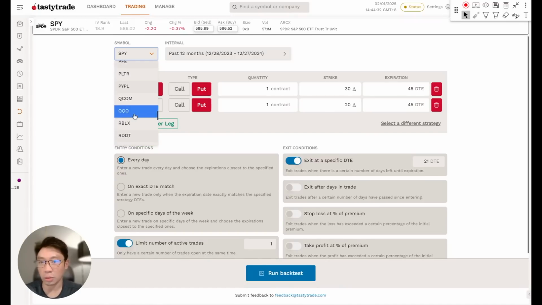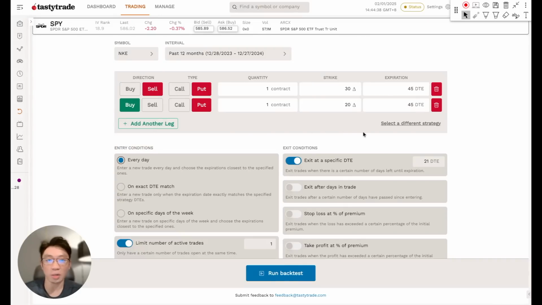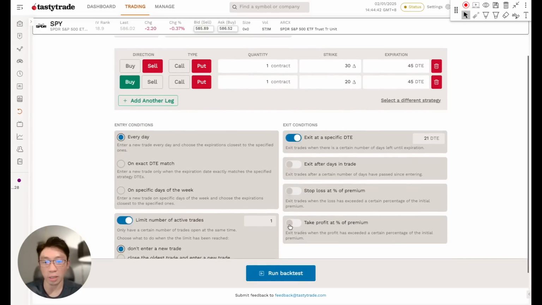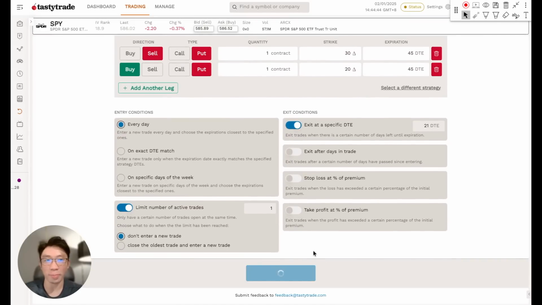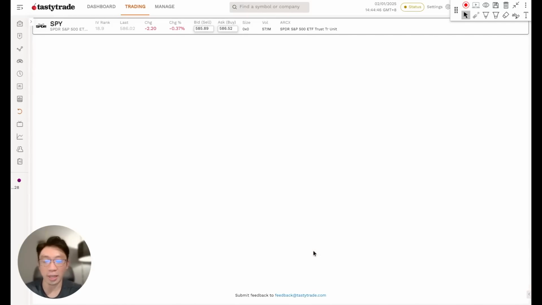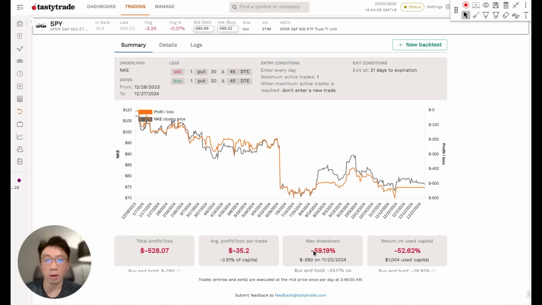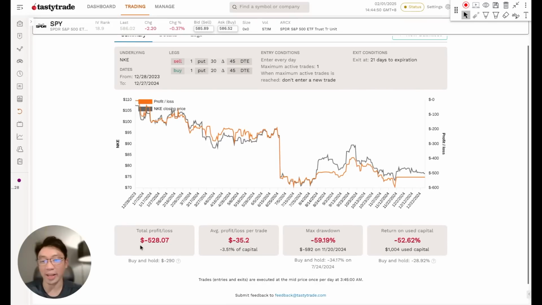What can we choose? Okay, let me try to go for Nike. Let's see whether it's going to work out for Nike. So same thing as the SPY. I'm just going to leave everything else as the same, and let's run the backtest. So let's see, is Nike going to be profitable? As you can see over here, it is not profitable.